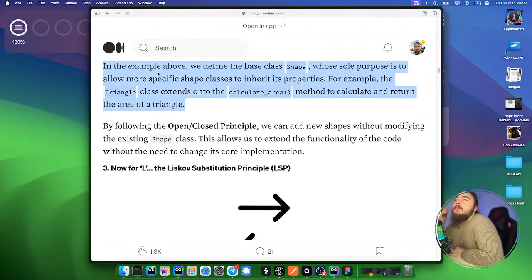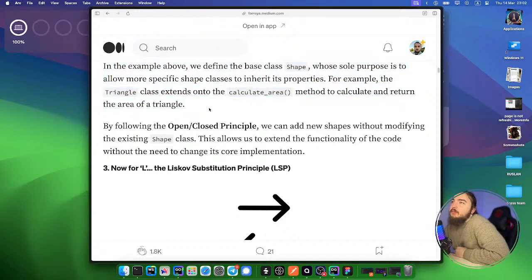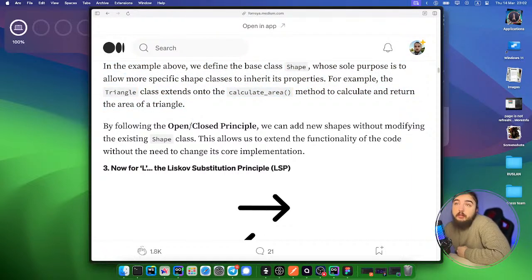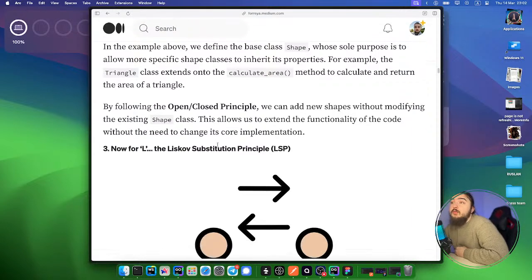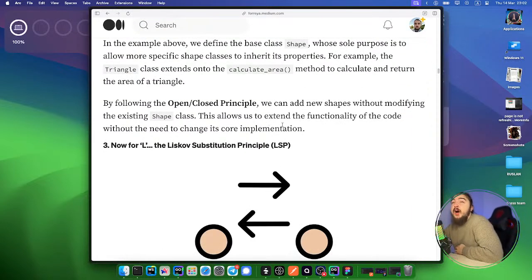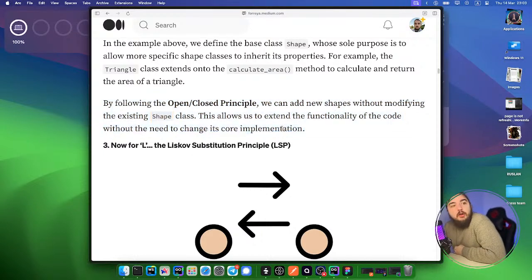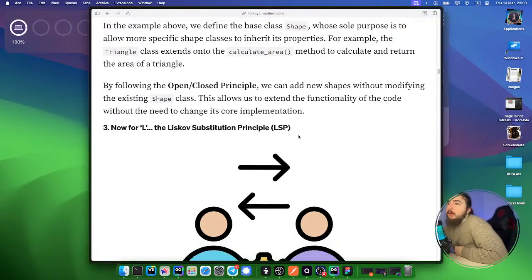In this example of Go, we defined the base class shape whose sole purpose is to allow more specific shape classes to inherit its properties. For example, the triangle class extends and overrides the calculate area method to calculate and return the area of a triangle. By following the open-closed principle, we can add new shapes without modifying existing code. Yes, if we're talking about extending, yeah, 100% agree.